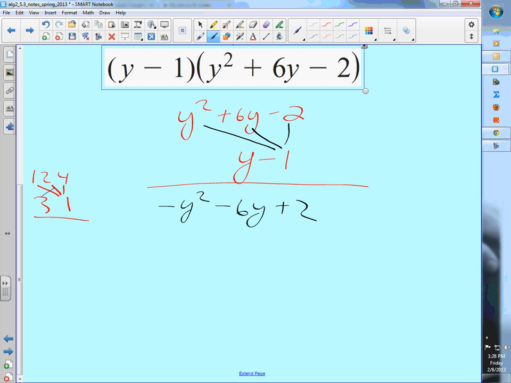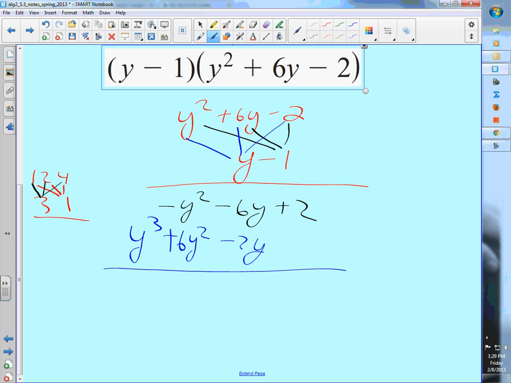Then you would do the 3 times the 4 times the 2 times the 1, and you would line them up in like terms. This would be negative 2y plus u. This would be plus 6y squared. This would be a y cubed. Draw a line and add it down. Combining like terms, that's what you do.